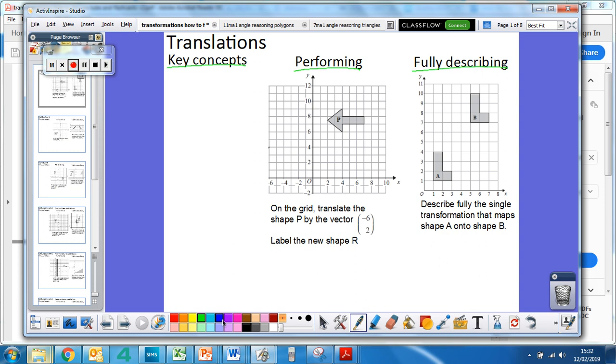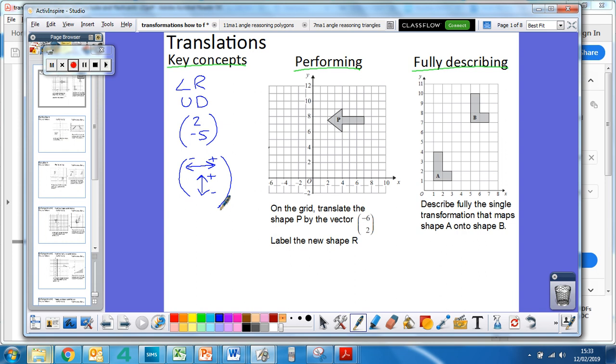With the key concepts, the most important thing really here is that translations are about moving left and right and up and down. And it's always done using a vector. Now, a vector would be something like this. Okay. And that represents the horizontal and the vertical movement. One of the most important things to remember is that the number on the top is left or right. Positive to the right, negative to the left. And the number at the bottom is the up or down, the vertical. And just like the axes, it's positive going upwards and negative going down.